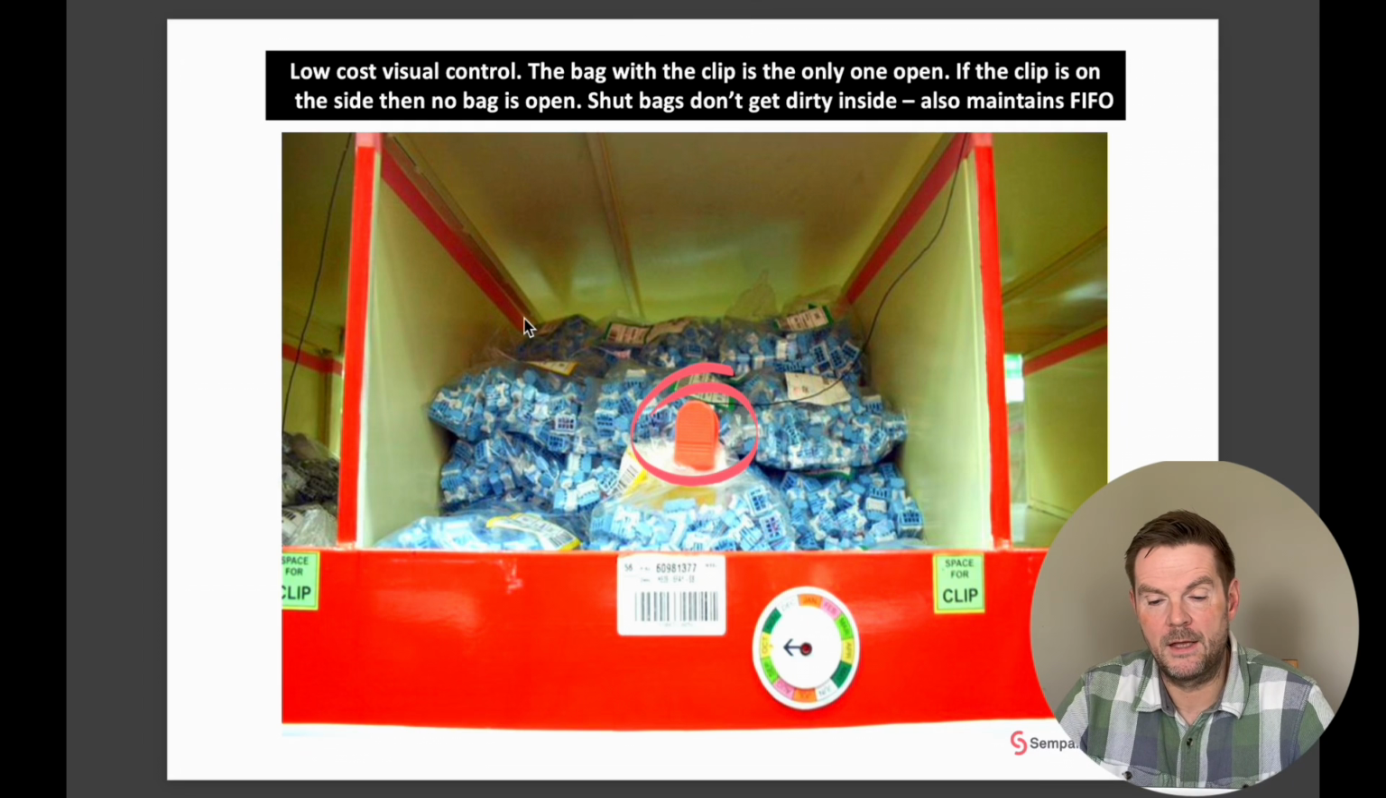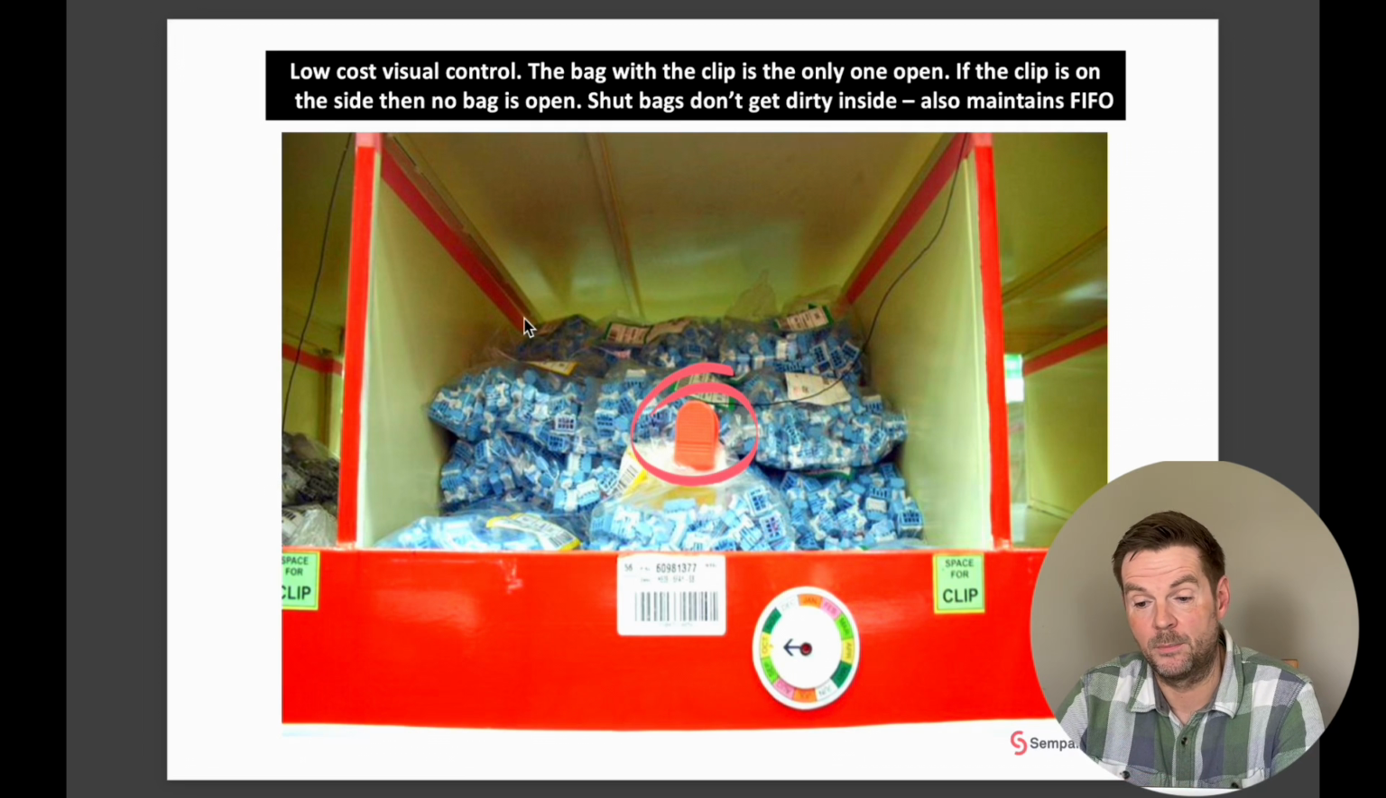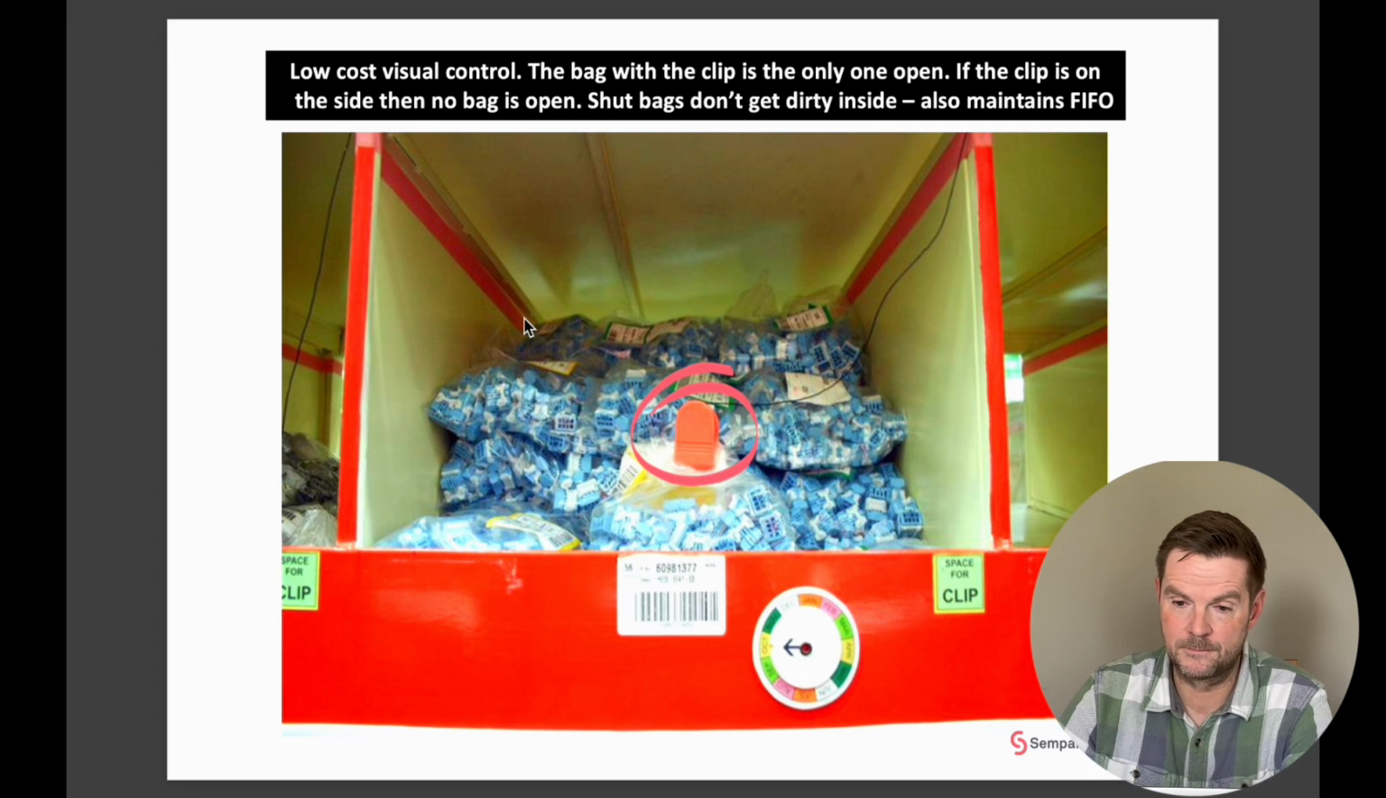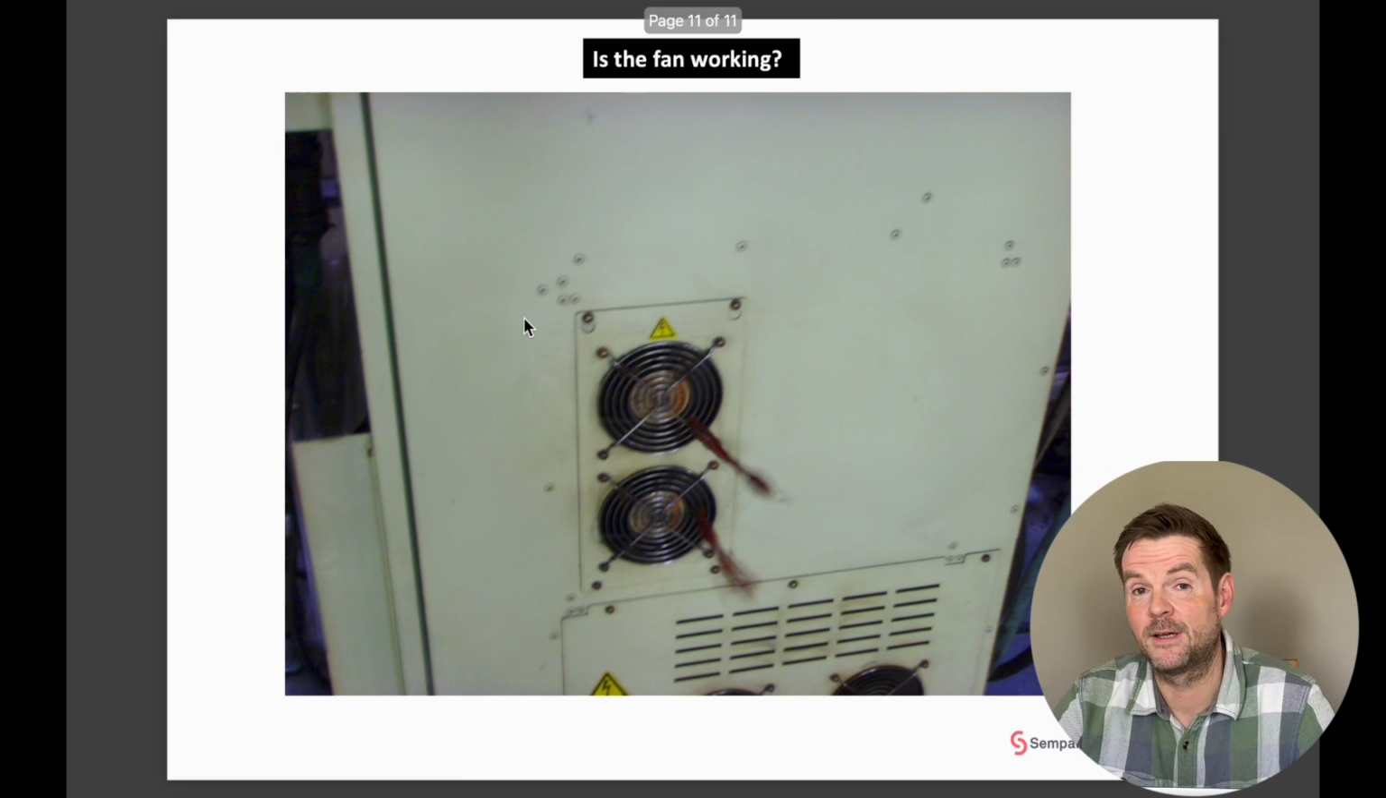This one is electronics. It's really important that we don't get contamination into these bits. Now that means you only have one bag open at a time to protect them. The way to do it, you have a red clip. Only one red clip, and that red clip is on that bag, tells me that's the bag we should be pulling from. And you can see there on the right, if there's no bag open, you put it in the space for the clip. And the final one, this is my favorite, low cost, zero cost.